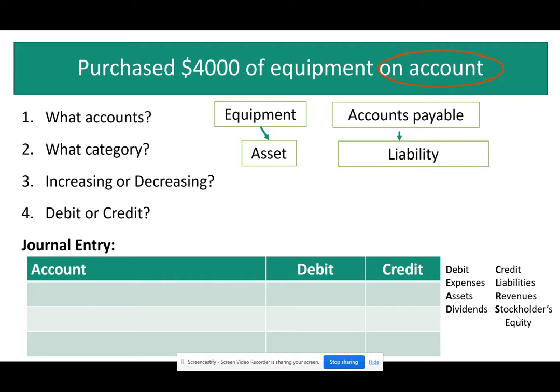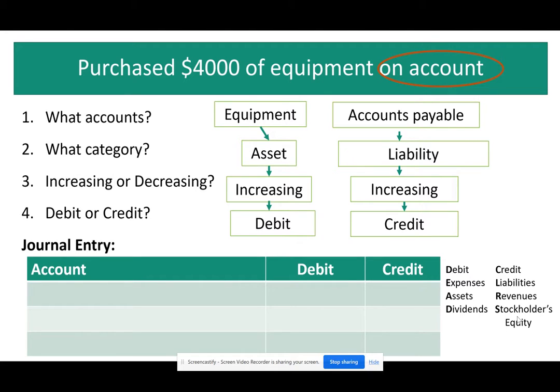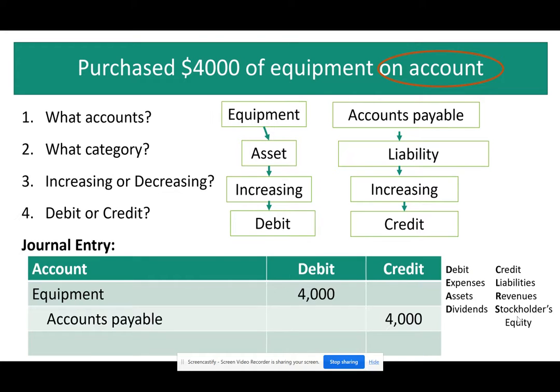Next, we say, is it increasing or decreasing? Again, we're receiving equipment and we owe more money. So both of these happen to be increasing. And now we can translate that to our debits and credits. Assets increase with a debit. Liabilities increase with a credit, and we can write our journal entry.